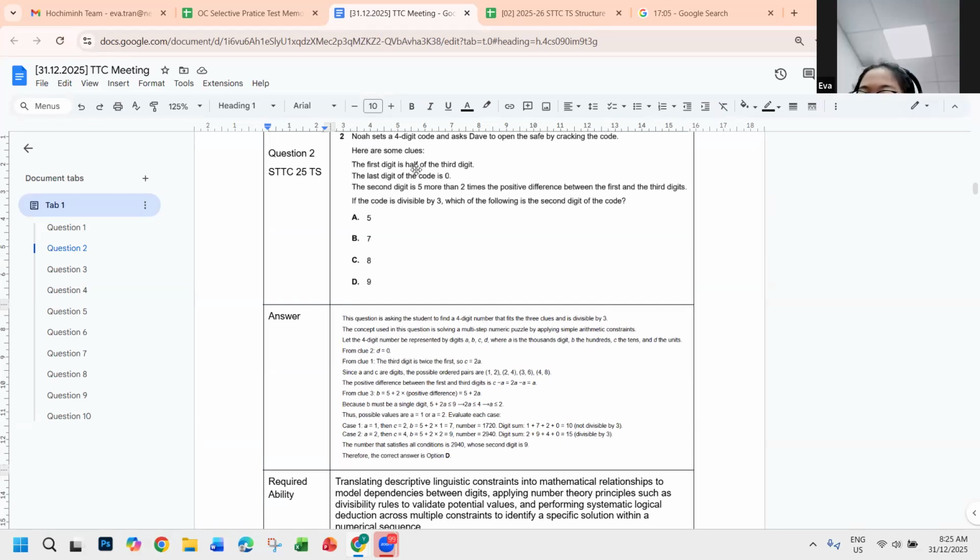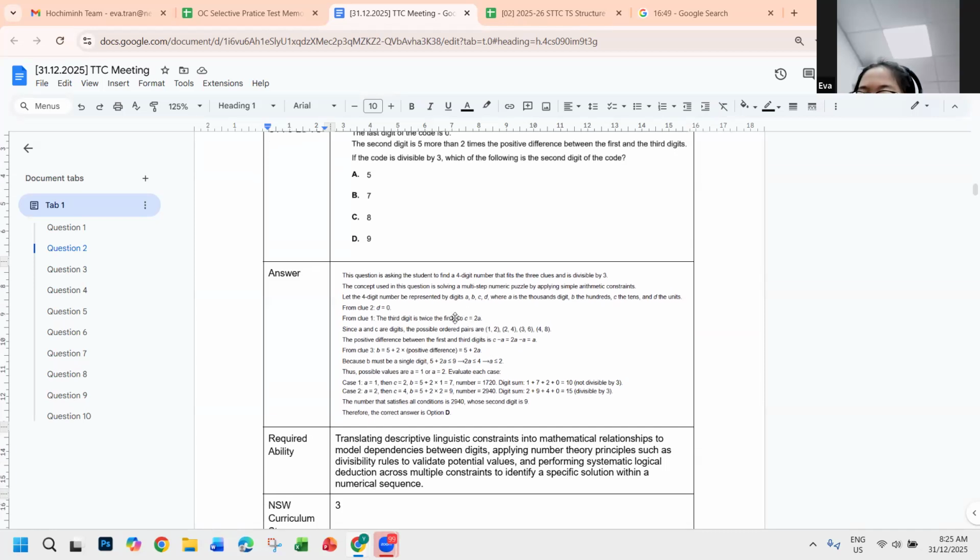From the first clue, we have the first digit is half of the third digit, so it means that the third digit will equal twice the first digit. We have C equals 2A. From this equation, we can find the possible pairs. A cannot be 5 because if A is 5, C will be 10. 10 is not a single digit, so we only have 4 pairs.